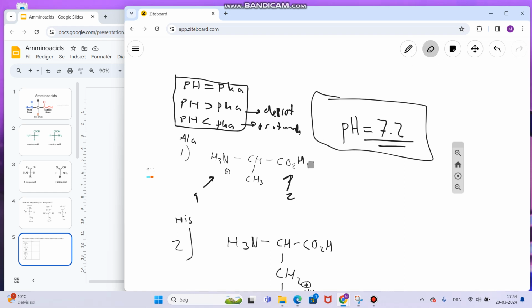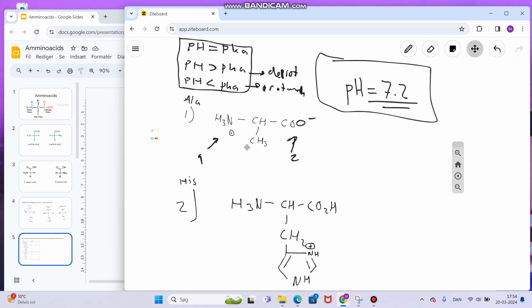So in the case of deprotonation, it will lose hydrogen, so COO minus, right? Here it will remain the same, and in fact, it will also remain the same here because this does not affect anything.